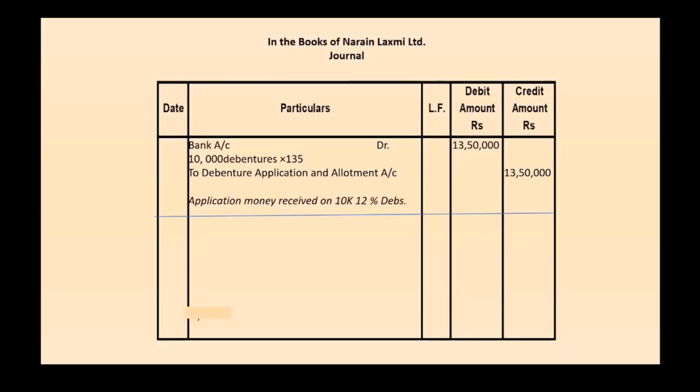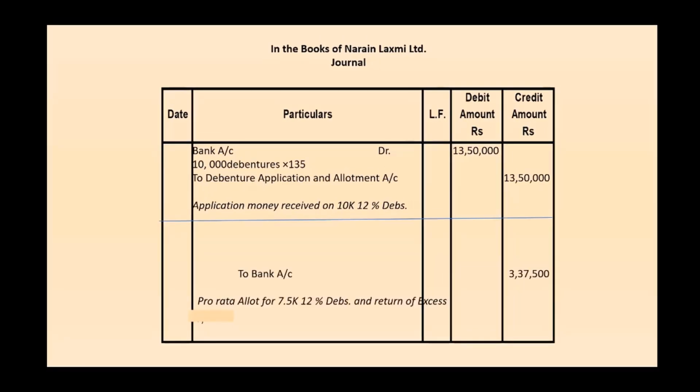The company has to refund the excess application money received. 2,500 applications at rupees 135 each equals 3,37,500. This is also the event at which time the temporary account, that is the debenture application and allotment account, is closed. This is closed by transfer of the balance lying in that account to appropriate accounts, as we will now see.